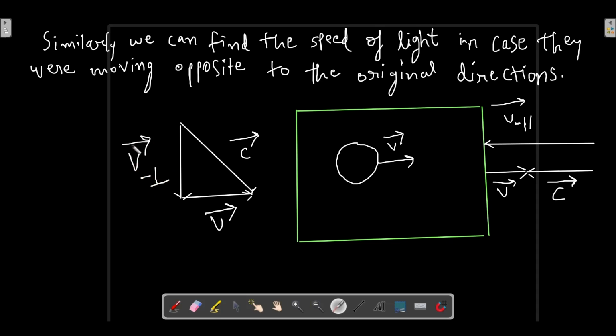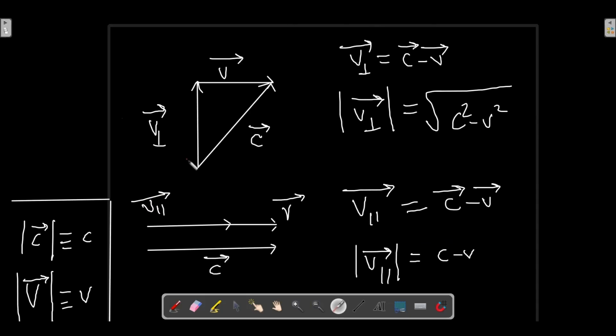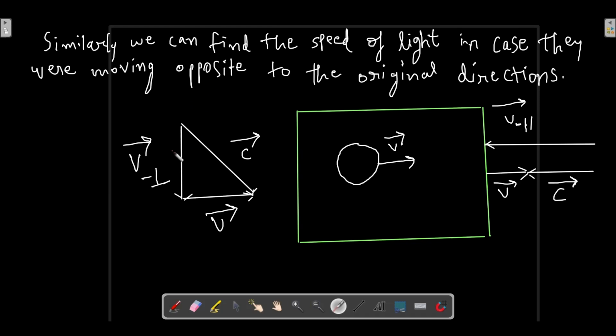So V perpendicular is now in the downward direction. As it is downward, I am writing V minus perpendicular, because it is directed opposite to before. It was directed upward and this is directed downward. Similarly, V parallel was directed rightward, so I am taking V minus parallel to be directed in the leftward direction, that is opposite of rightward. And the earth is as it is, moving in the rightward direction with orbital velocity V.